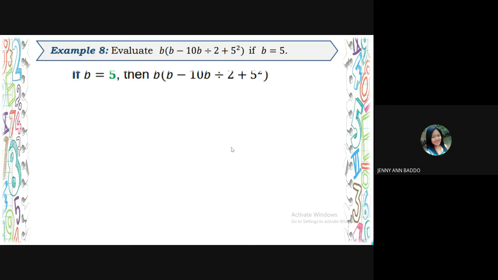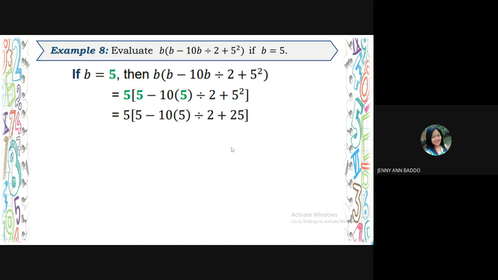Next example. Evaluate b times b minus 10b divided by 2 plus 5 squared if b equals 5. So by substitution, we have 5 times 5 minus 10 times 5 divided by 2 plus the simplified form of 5 squared, that's 25.